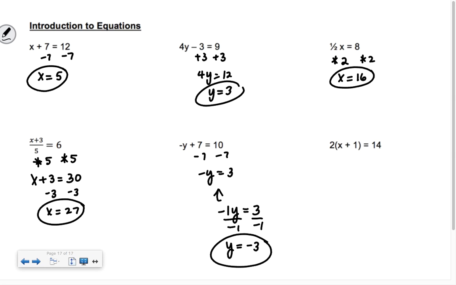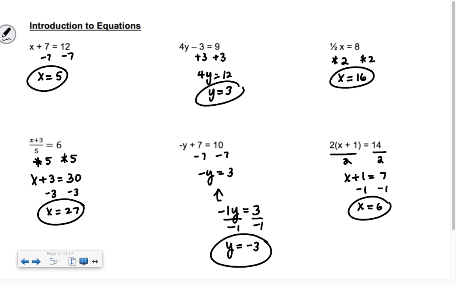Because are you thinking of it like 2 times some quantity gives you 14? Well, that inside part has to be 7, right? So if the inside part is 7, then x has to be 6, exactly. So we're dividing by 2 first. So we get x plus 1 equals 7, and then we subtract 1, so we get x equals 6. That would be the work behind it.